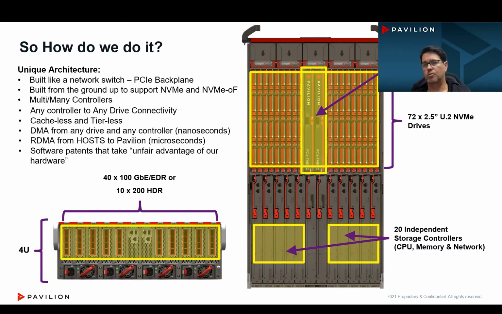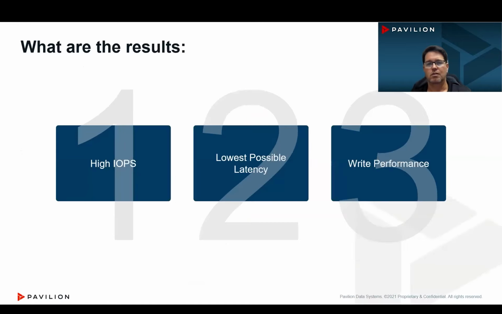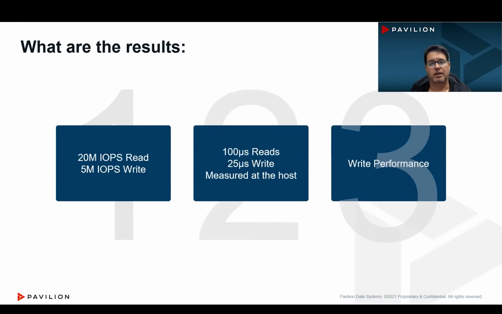So what kind of results are we really talking about? Well, let's go back to what we talked about needing. SQL implementations need high IOPS. A single Pavilion solution, each individual box, can give 20 million read ops and 5 million write ops. And again, write IOPS are very, very important. Latency: we have incredibly low latency, 100 microsecond read latency and 25 microsecond write latency measured at the host.